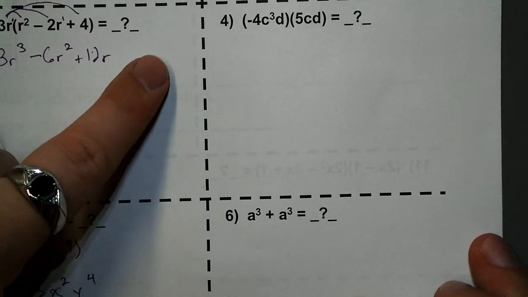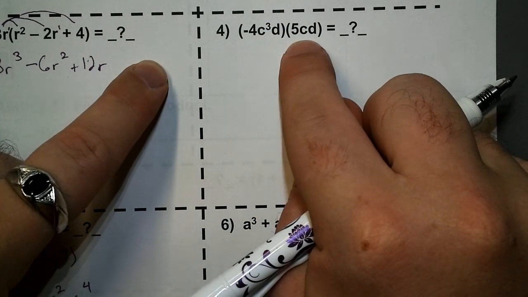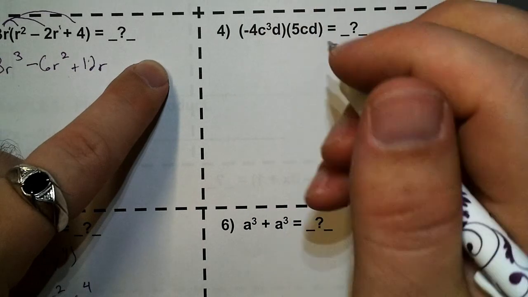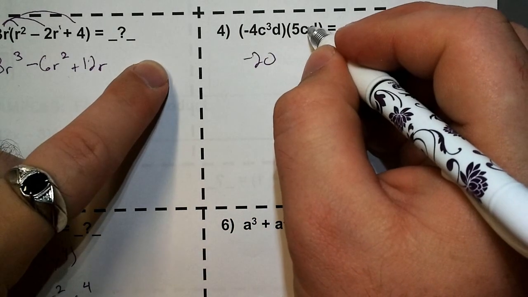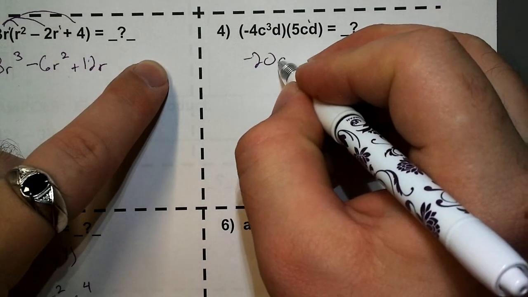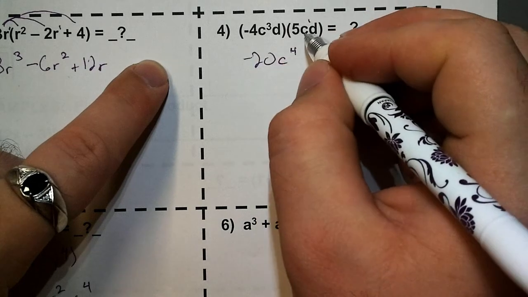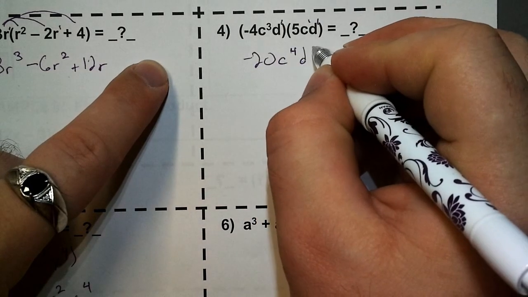Alright, number 4. This is just a regular multiply, so we're just using the product rule. Negative 4 times 5, negative 20. C to the third times c. There's 3 c's here, there's 1 c here, so that is c to the fourth. And then d times d, there's 1d here, 1d here, so that is going to be d to the second.